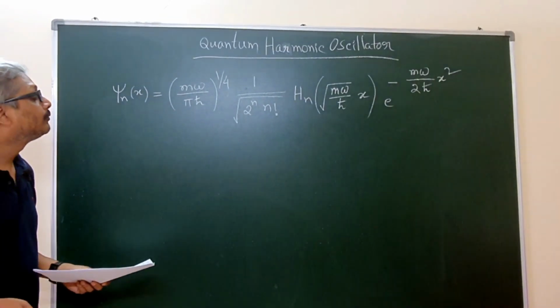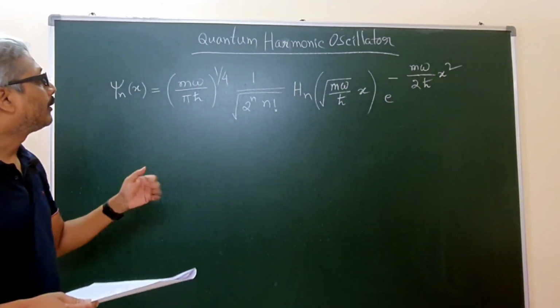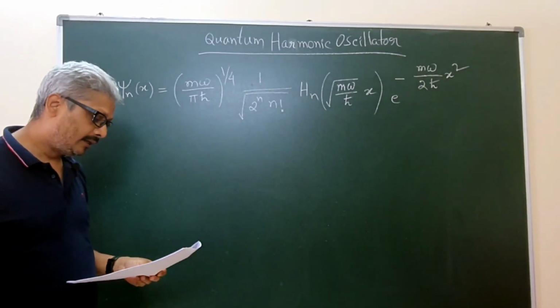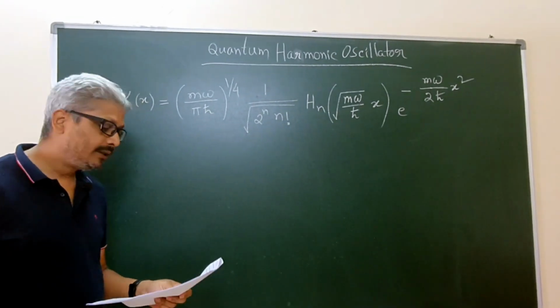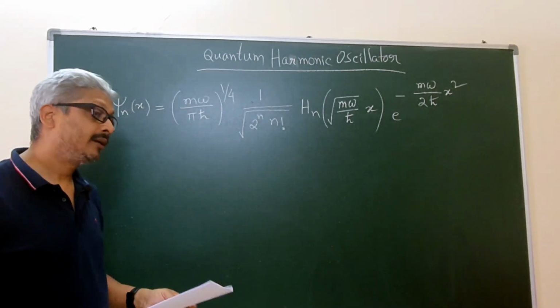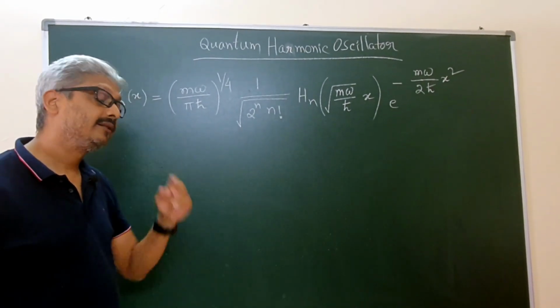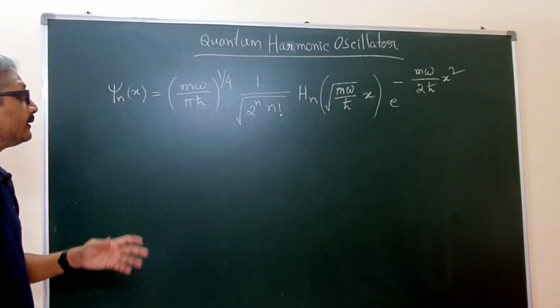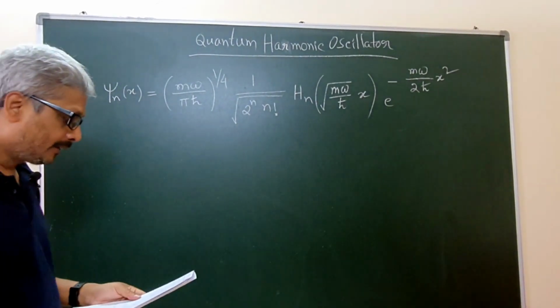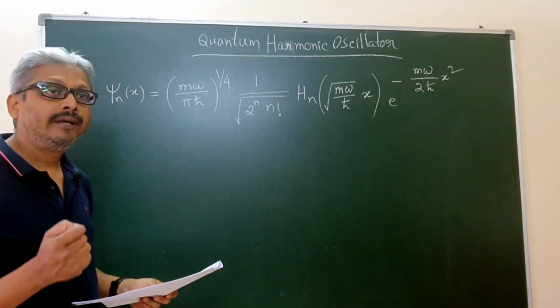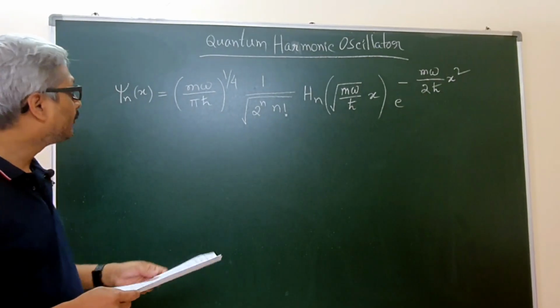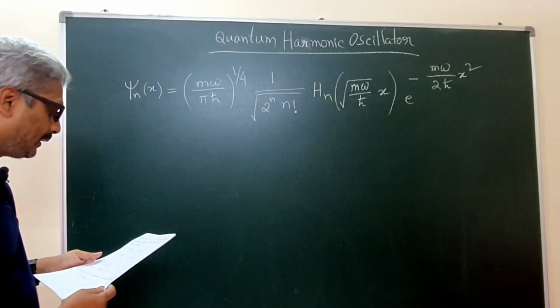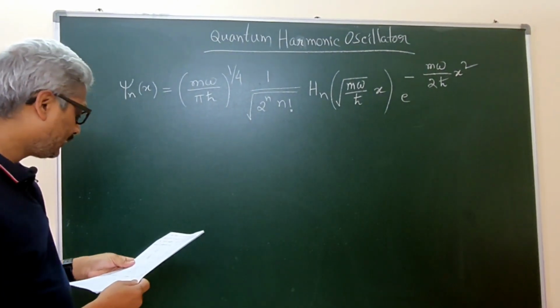So two very useful operators for this problem are the creation and annihilation operators. We will use the position and momentum operators, which we have discussed in our previous lecture. Using those operators, we can construct two very important operators for the harmonic oscillator, namely the creation and annihilation operators, as follows.